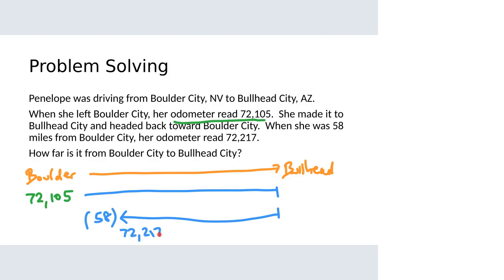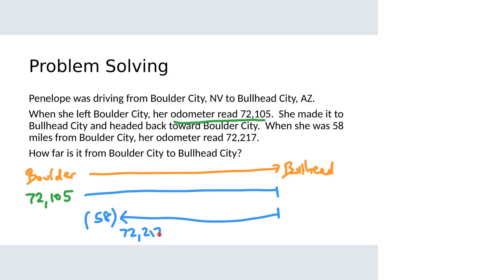So we've kind of taken all the information we were given there, and it was a lot of it. There's a lot going on with 2 different towns and going 2 directions and odometer readings and all this stuff. But now we've kind of boiled that down into this picture where you go from Boulder to Bullhead City, and then you come back, and you have 58 more miles to go.